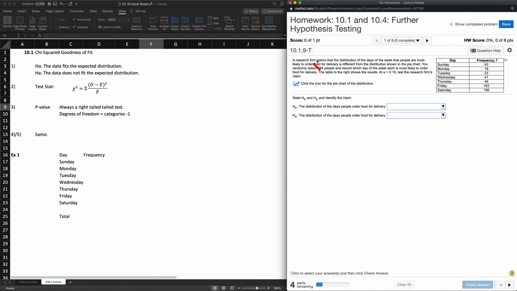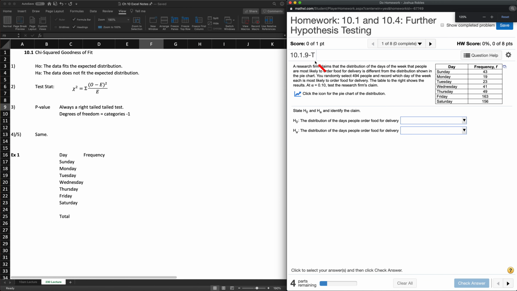So the research firm is claiming that the percentage of people who order delivery is not the same, is different than the pie chart. So maybe this pie chart was previous information and they think it's no longer correct. They're not giving us that exactly. So they have 494 people surveyed and recorded which day of the week they got delivery on. And so we're going to go through and compare.